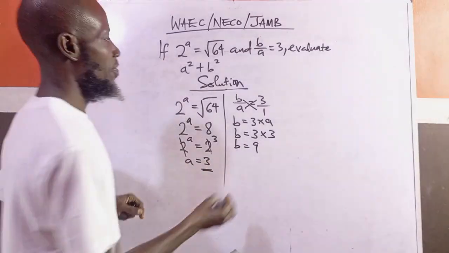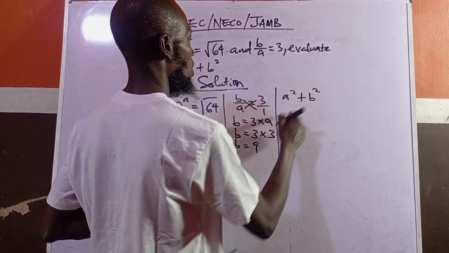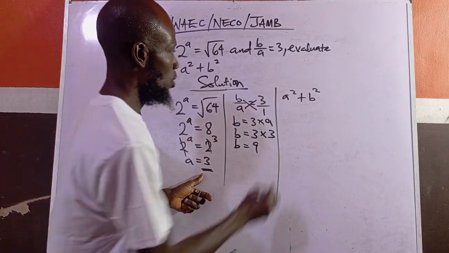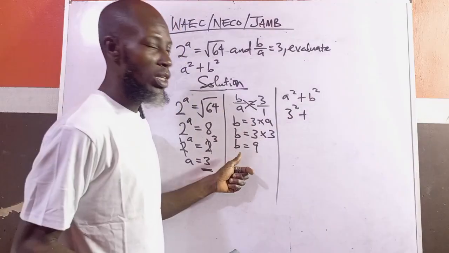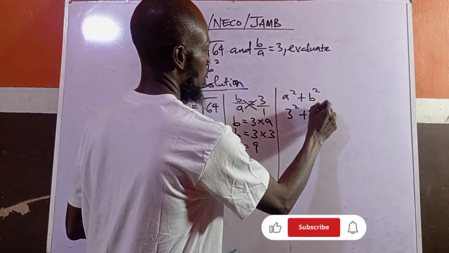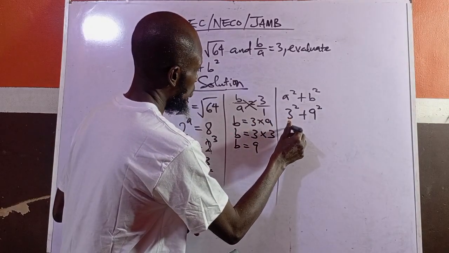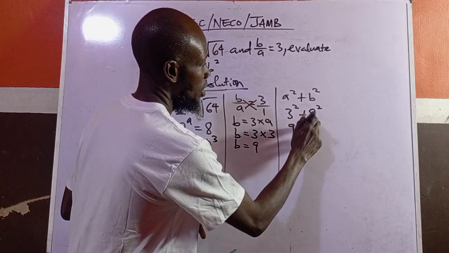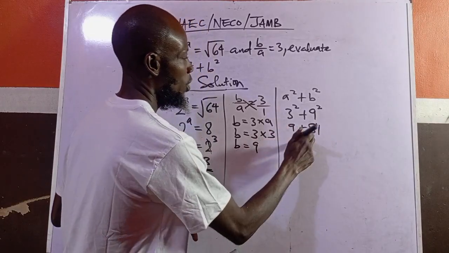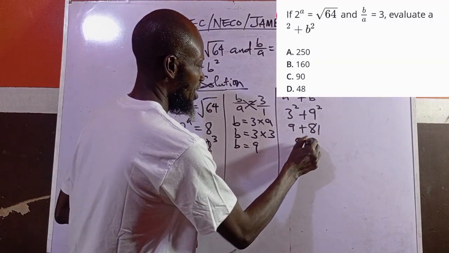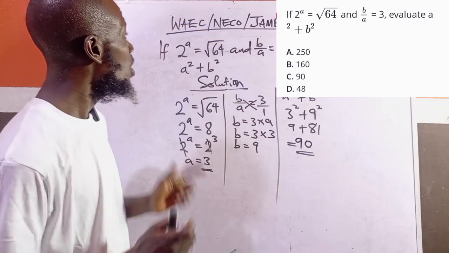So now let's evaluate a squared plus b squared. A squared will be 3 squared, plus b squared, that will be 9 squared. So 3 squared gives us 9, plus 9 squared, that's 81. So 9 plus 81 will give us 90. And that is the solution to this question.